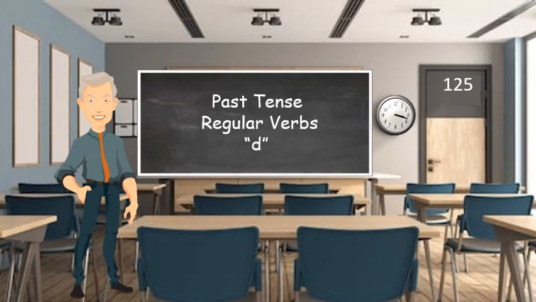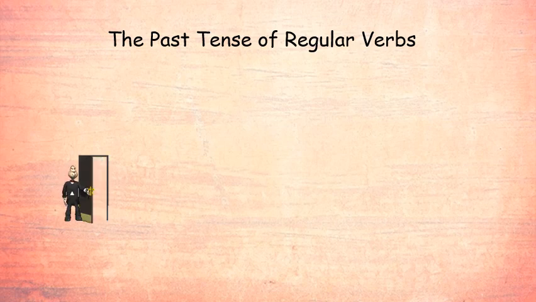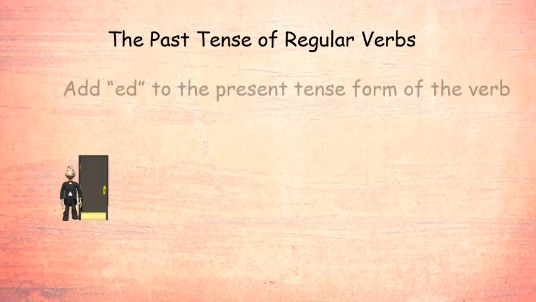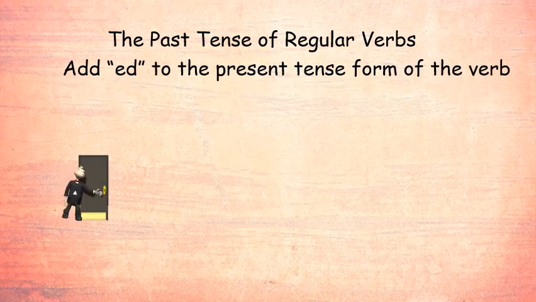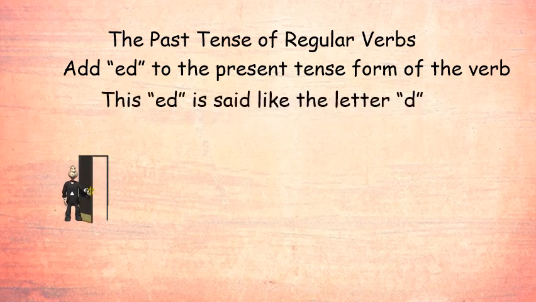Lesson 17 is about the past tense of regular verbs. There are three ways to say the past tense of regular verbs. Add ed to the present tense form of the verb. This ed has a pronunciation like the letter D.